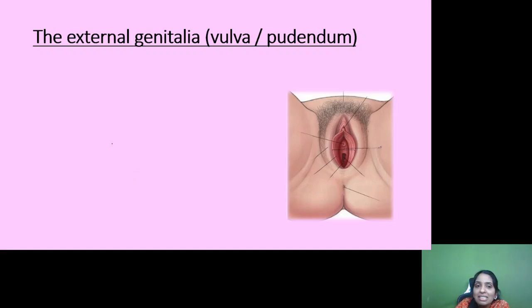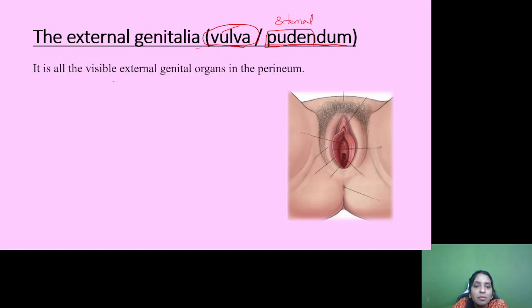First, external genitalia is also known as vulva. Many don't know that external genitalia is also known as vulva, and it is also known as pudendum. Pudendum, another form is pudenda, which means external. So whatever we can see with the naked eyes when a patient comes to your OPD, that is external. As I said, visible external genital organs in the perineal region, the perineum.